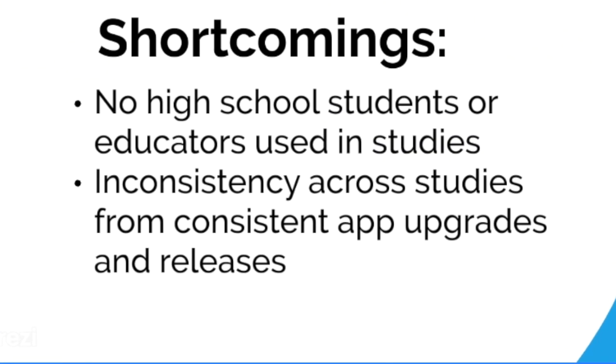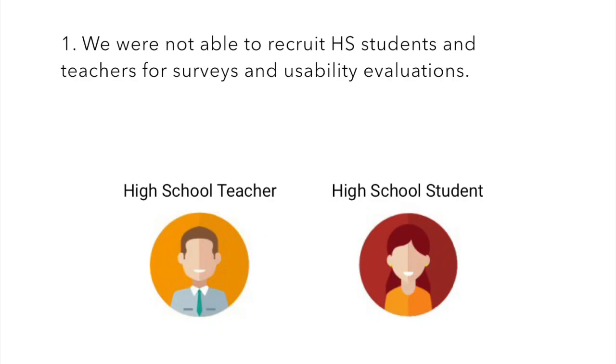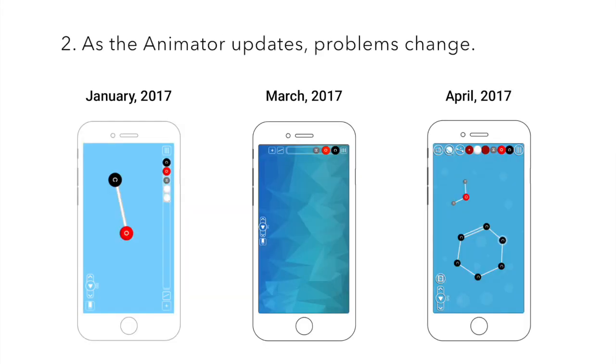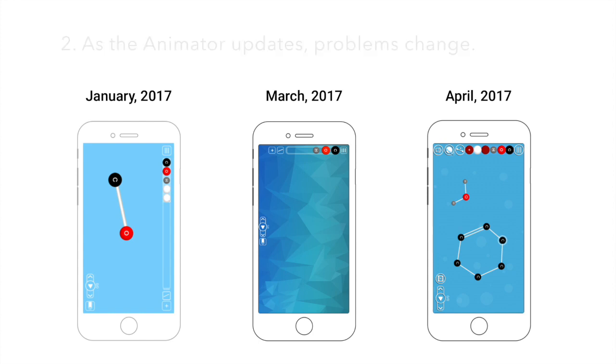Our shortcomings include not having high school students or educators in the usability testing and survey studies like we initially planned. It was difficult to recruit participants for surveys and testing from high schools due to limited resources and time. Additionally, the app underwent several upgrades during our studies. Across these months, there have been major interface design changes. As a result, some issues from earlier studies may no longer be problems.